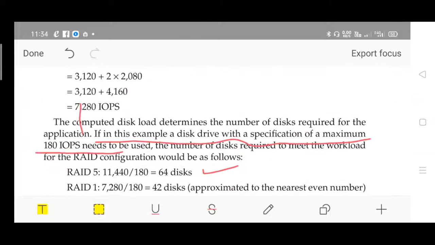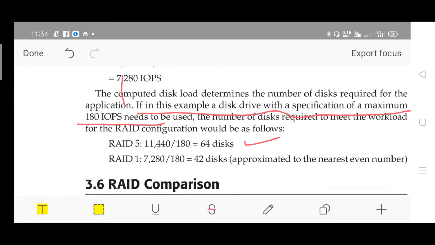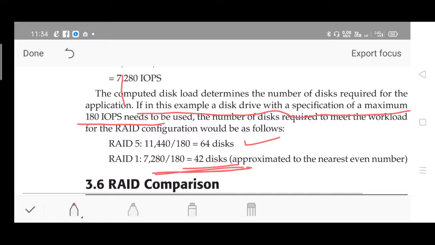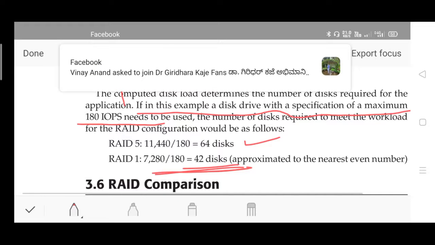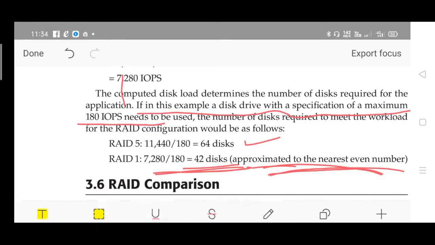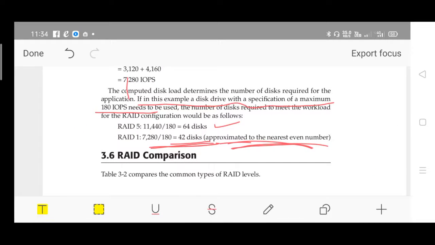Similarly for RAID 1 it is showing 7280 IOPS, and some 41 odd value it is showing. You have to always consider an even value for mirroring, because you cannot have an odd number of disks in case of mirroring. If there are 5 disks, then you have to take a replica of each disk. So 5 plus 5, total number of disks will be 10. So 41 cannot be taken, so approximate it to the nearest even number. This is a must. Fractional values should obviously be ignored, because we are considering full disks only.